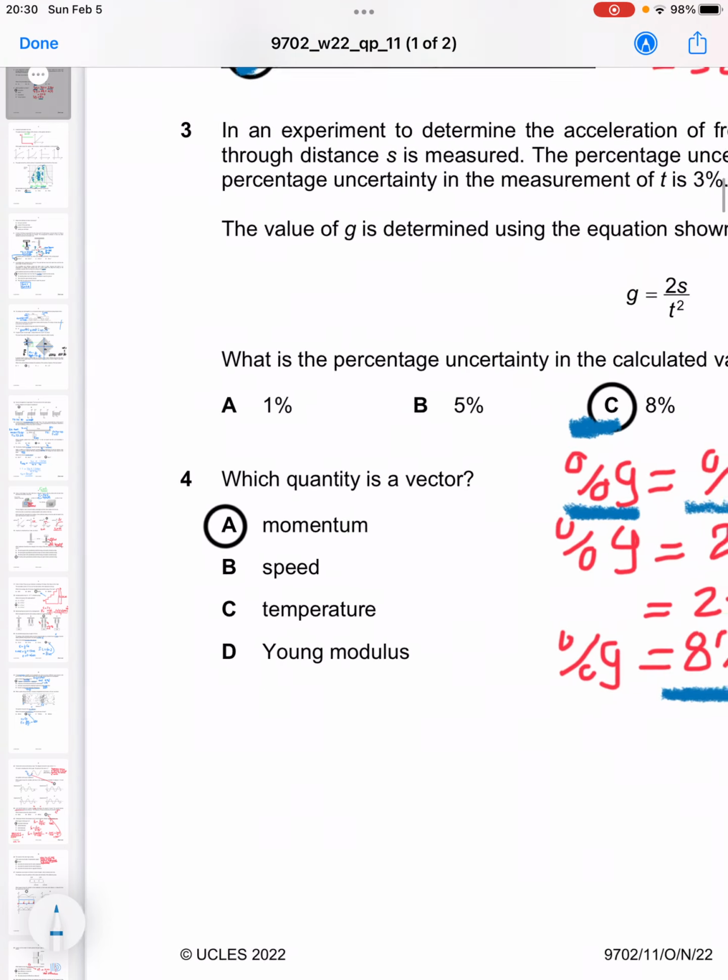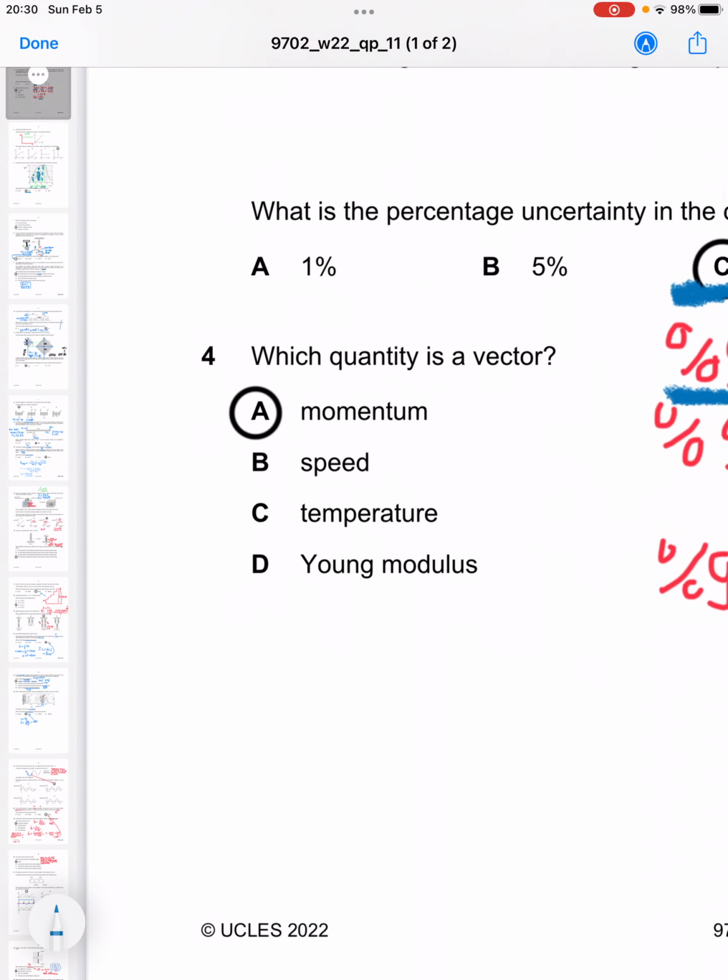Question number 4 says, which quantity is a vector quantity? So A is the appropriate answer. Speed, temperature, and Young modulus are examples of scalar quantities.